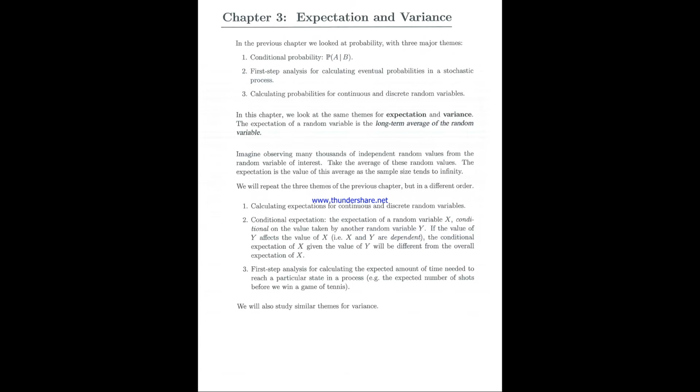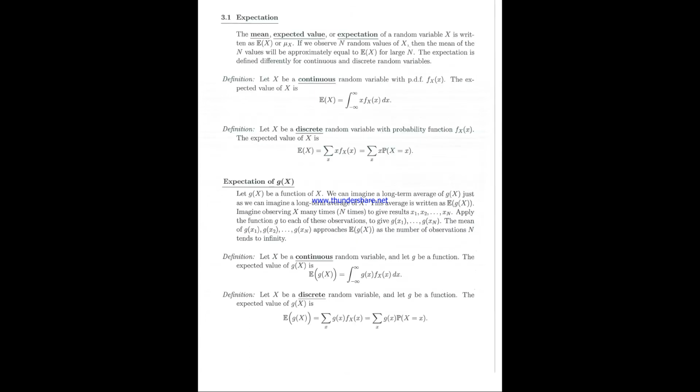So in this case, when it comes to the expectation, the mean value, or the expected value, when you take a random variable, we are always discussing two types of random variables. You have continuous random variables and we have discrete random variables.